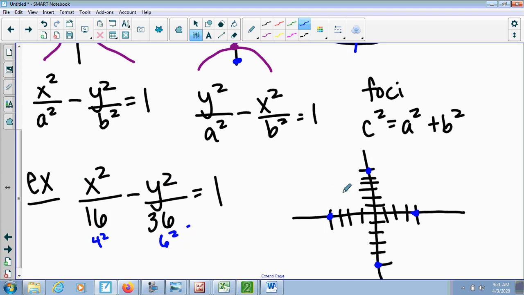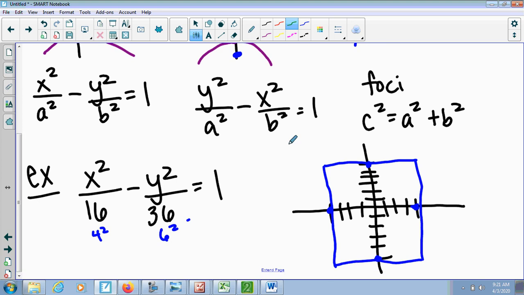And here you are going to draw a rectangle that goes through all of these points. It's going to let us know what shape our hyperbola is going to be. It's going to give us some guidance for the asymptotes. So draw a rectangle that goes through these points. And now I draw an asymptote through the diagonals. I'm going to go straight through my diagonals.